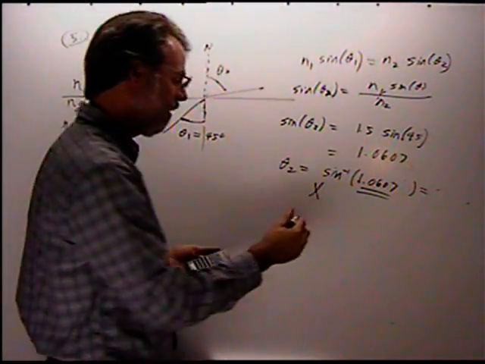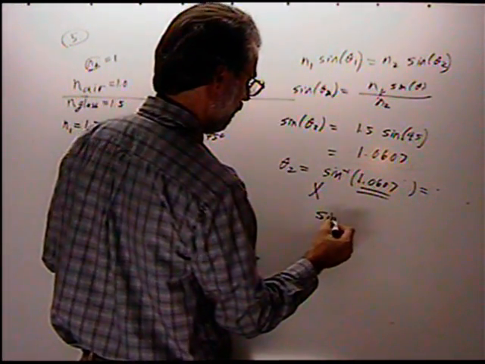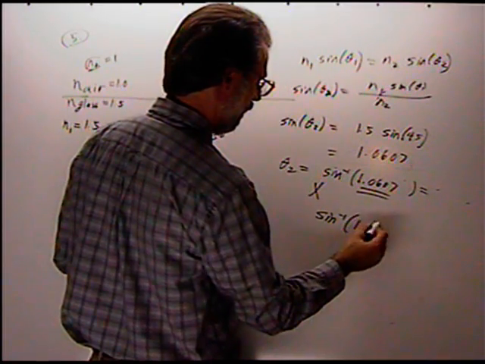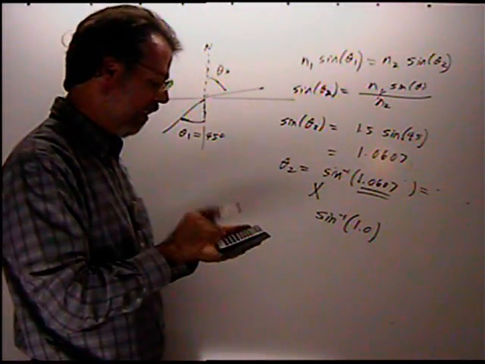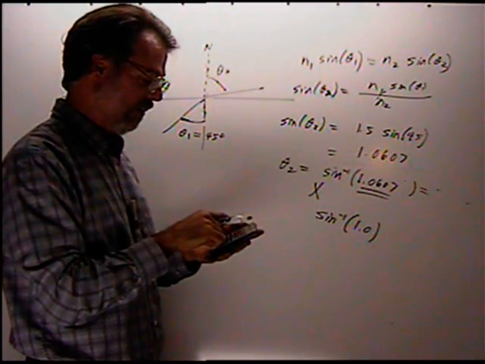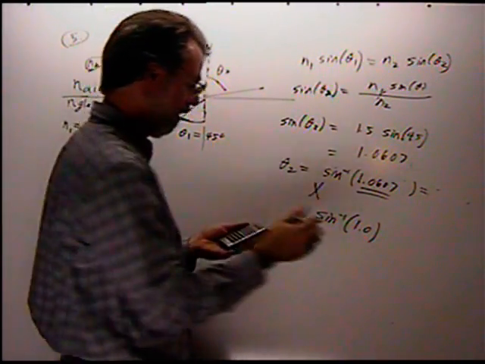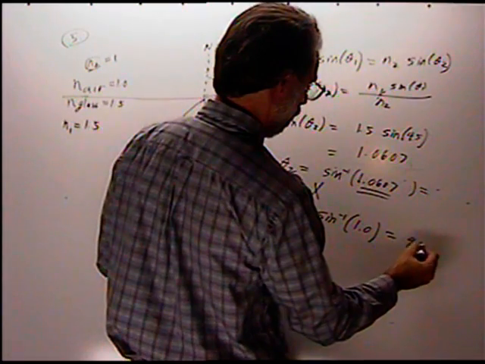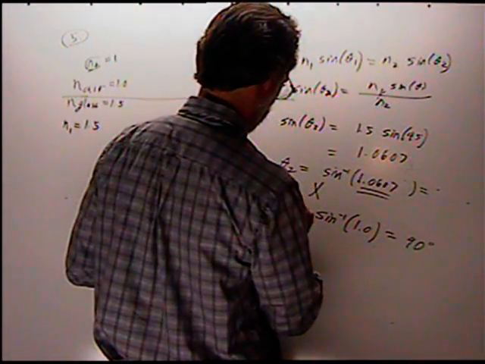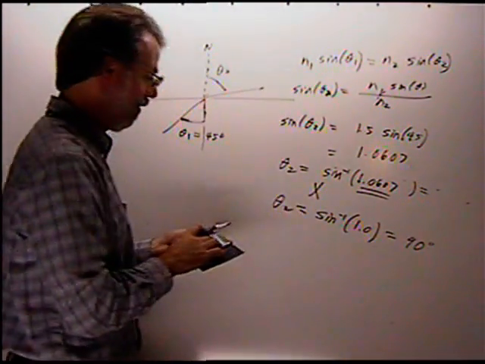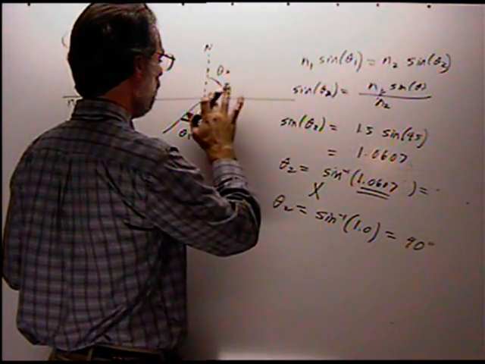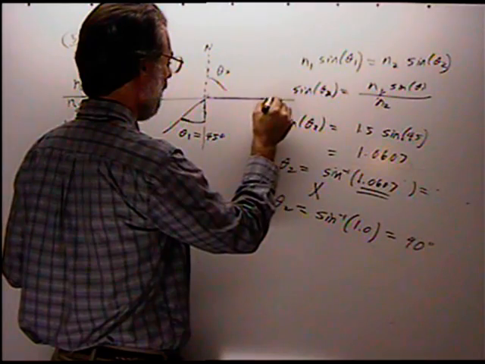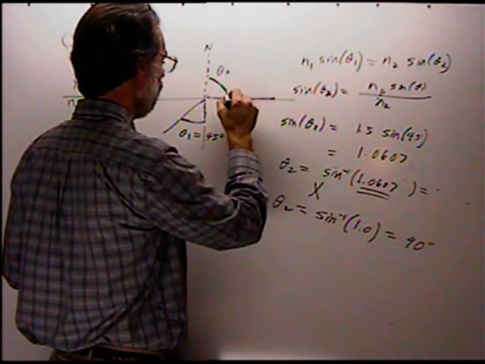Well, let's think about this. What is the inverse sine of 1 exactly? Take 1 into your calculator, and then do arc sine, and what do you get? You get 90 degrees. So at some point, this angle is going to be so steep, it's flat, and it's 90 degrees.